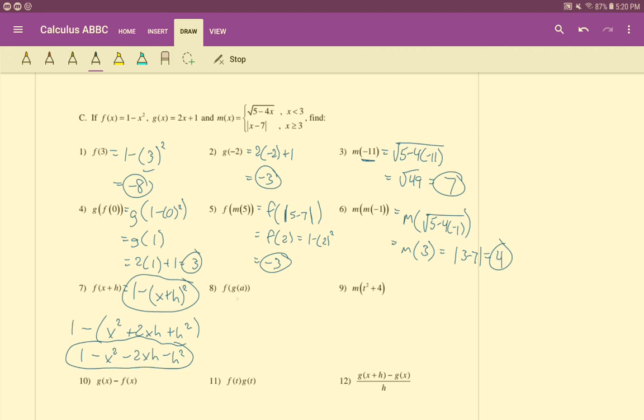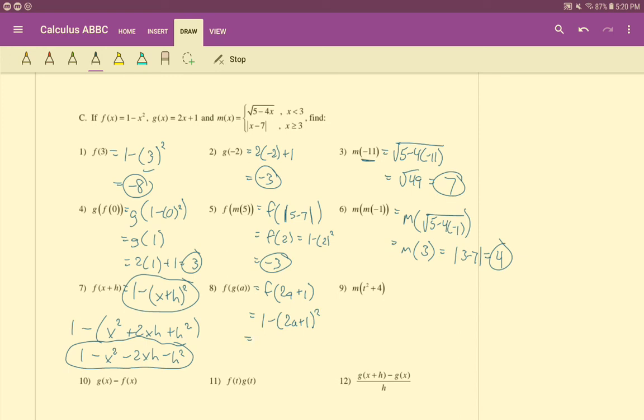Number 8, g of a. So again, we're just plugging in a generic a value here. So this will equal f of 2a plus 1. Because again, we're replacing the x value with an a value there for g. And then for f, we're going to plug 2a plus 1 into f, replacing the x value, so it'll be 1 minus 2a plus 1 squared.